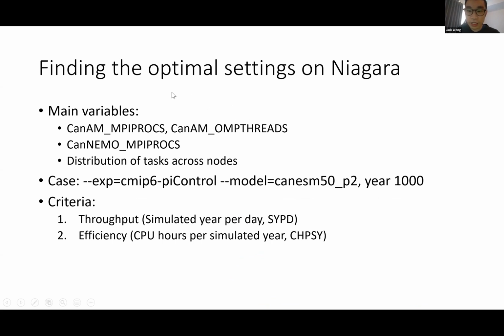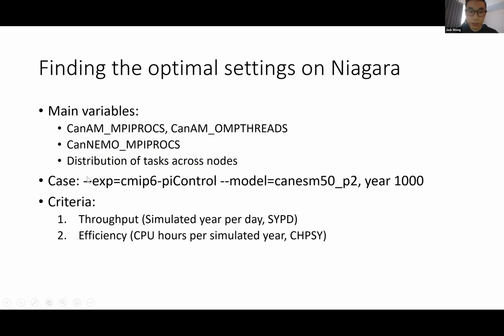And then, after initial testing, my task was to find optimal settings on Niagara. There are a few main variables. For the CanAM process, there is the number of MPI processes and the number of OpenMP threads allowed. And then for NEMO, there's the number of MPI processes. And finally, how these processes are distributed across the nodes.